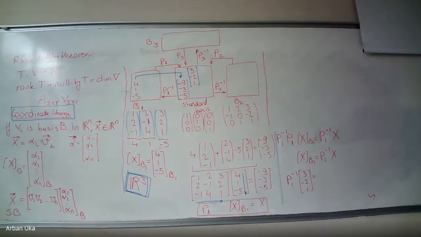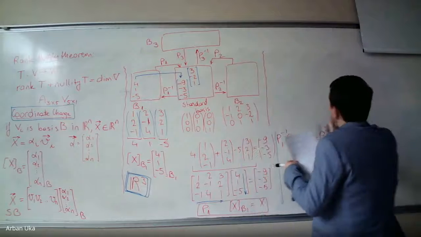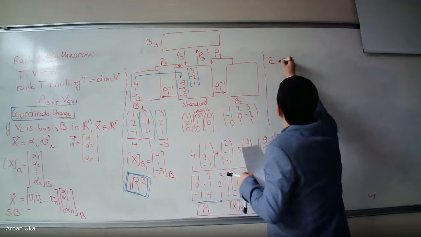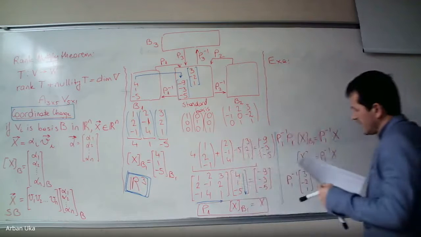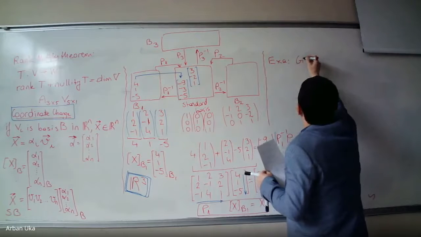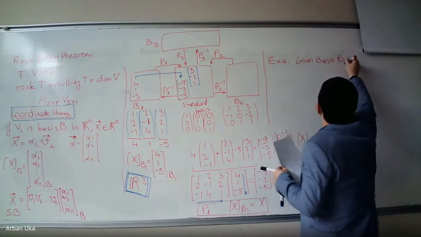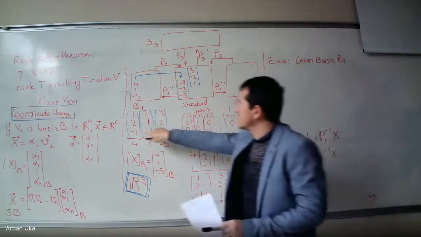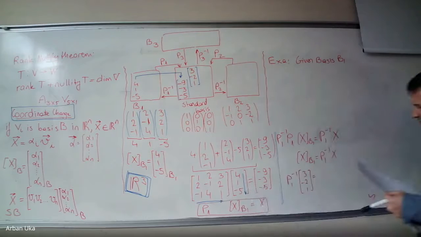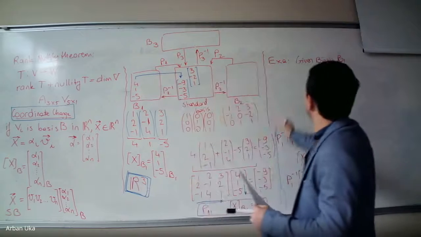Maybe this is enough. Okay, let's see an example. Given a basis B1, let's assume that our basis is this one that we have provided here, and we are given the coordinates 4, 1, minus 5.